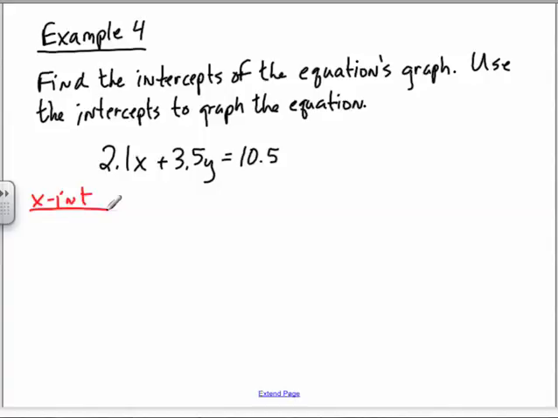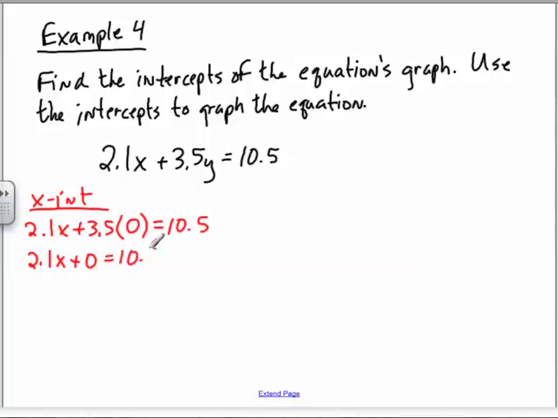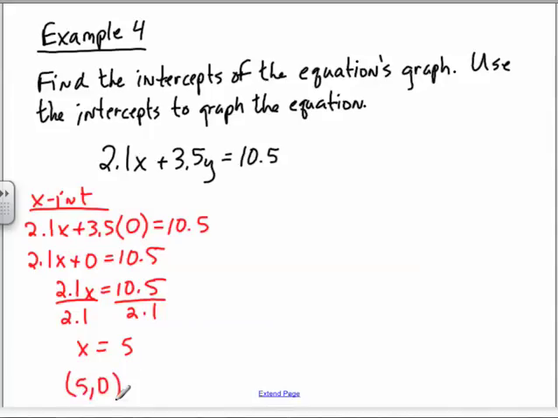When I look for the x-intercept, I make the y 0, so 2.1x plus 3.5 times 0 for the y. So I'm going to get 2.1x plus 0 is equal to 10.5. That's 2.1x is equal to 10.5. I'm going to divide both sides by 2.1. And x equals 5. You can do the long division for it if you'd like, but that's what that equals. So the coordinates are going to be (5, 0) for the x-intercept.